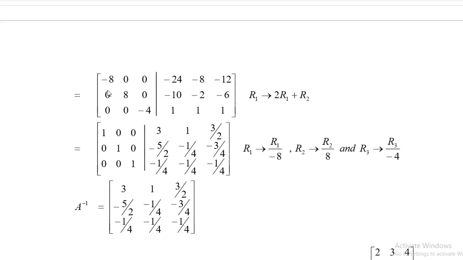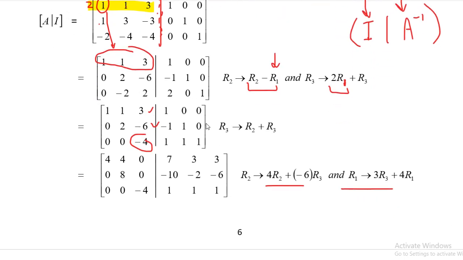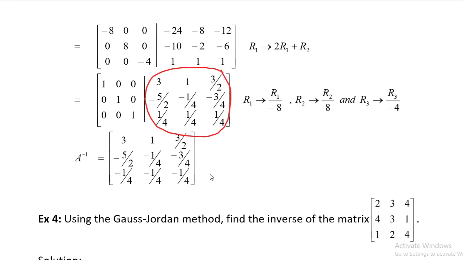So how can we go? You can divide first row by 8, second row by minus 8, third row by minus 4. If you divide by that, you will get 1 0 0, 0 1 0, 0 0 1. So you see, you got the identity matrix in the first place. Whatever you get here in the second part, this is my A inverse. As I mentioned, when your A becomes identity, your identity automatically becomes A inverse, because we applied the same set of operations on both the matrices. So this is my A inverse.